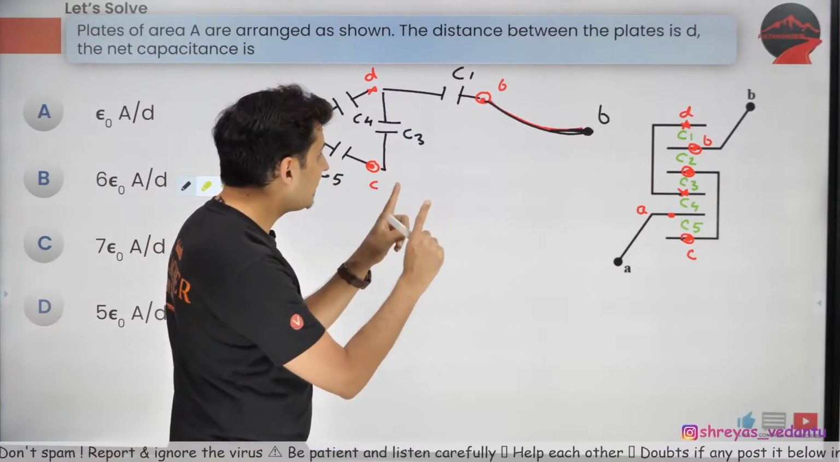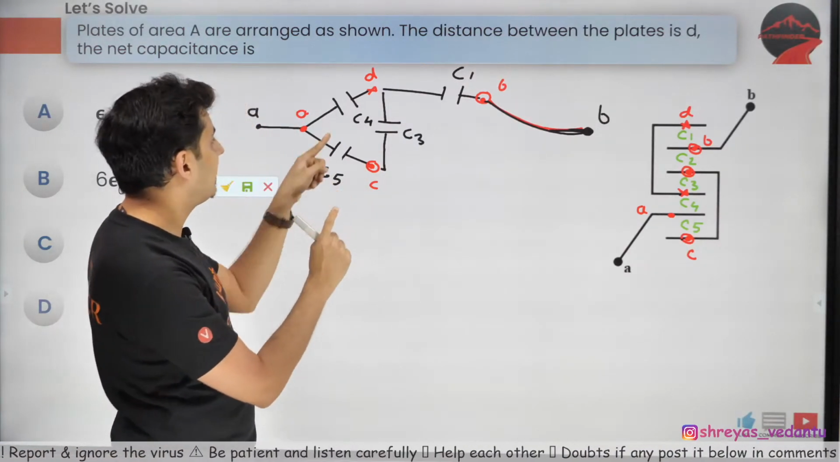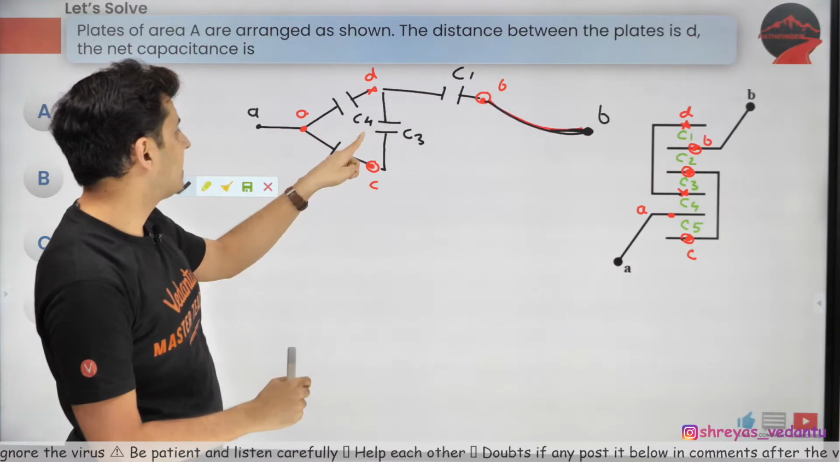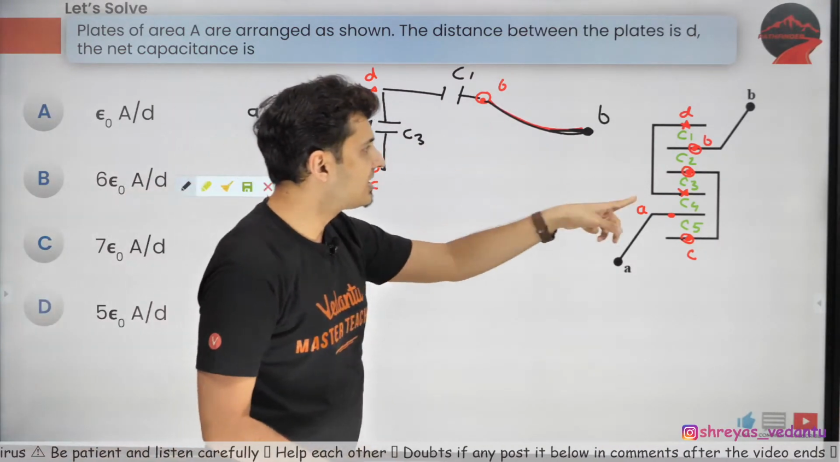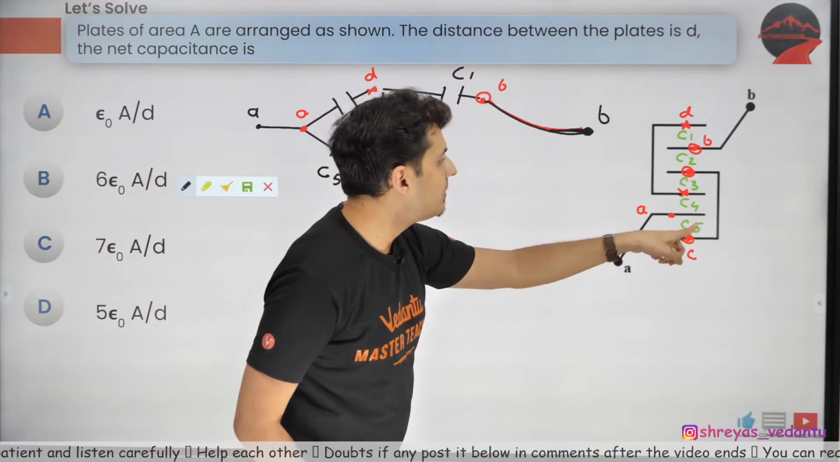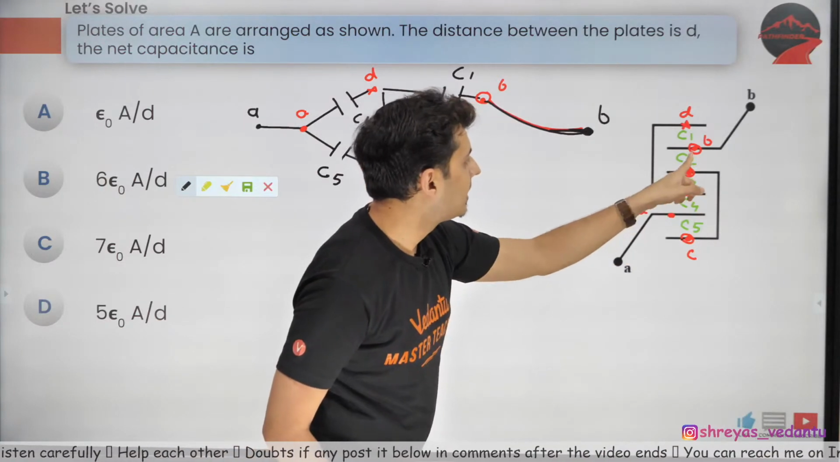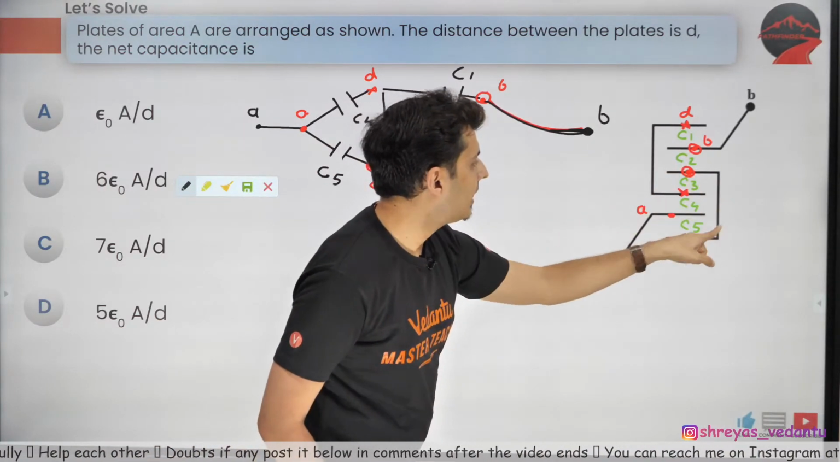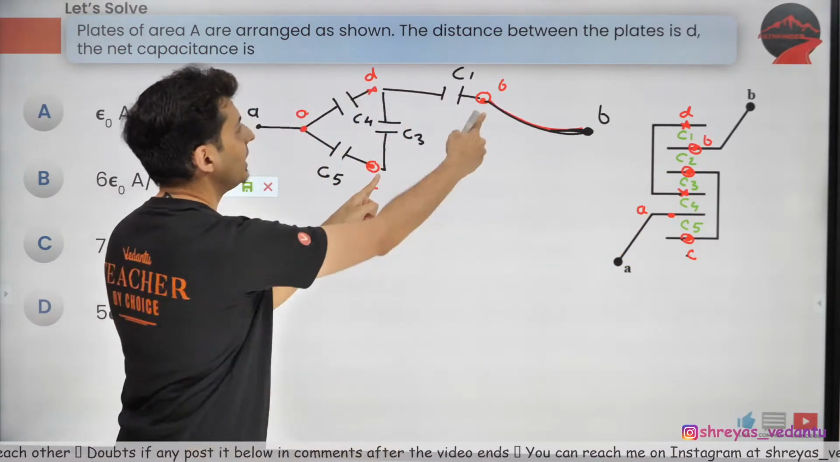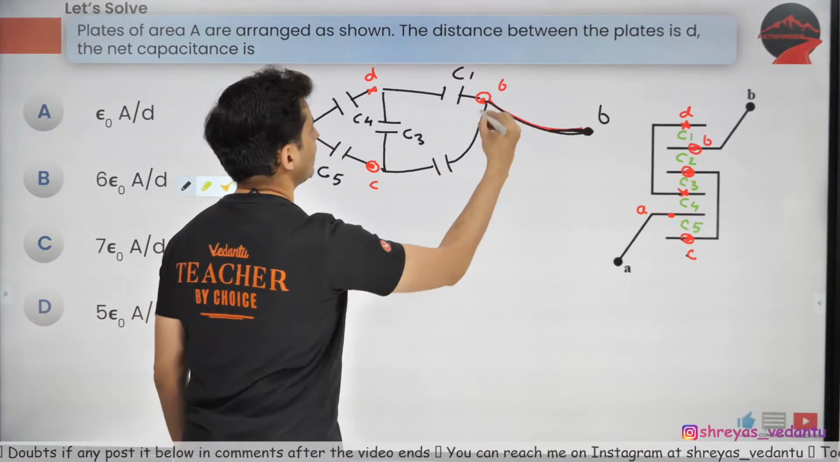Now, the last thing, I think there is only one capacitor left because C1 is done, C5 is done, C4 is done, C3 is done. Where is C2? C2 is connected between B and C. Can you see that? C2 is connected between B and this plate, which is nothing but C. So between B and C, there is one more capacitor.